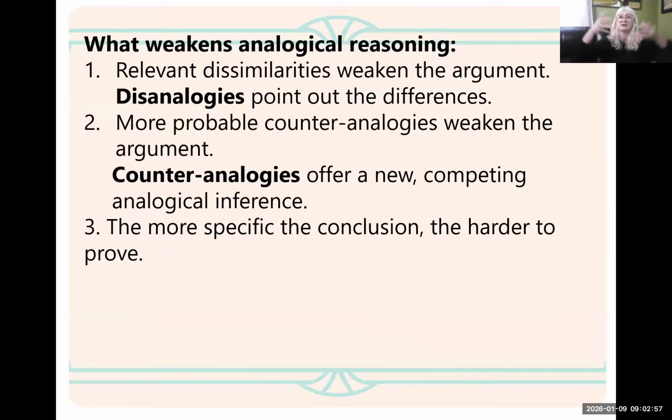And in this type, again, you hold the premises to be true, but you find a way in which the conclusion can be false, okay? And a way that makes more sense if it's a competing analogy than the original analogy. That would be a strong counter-analogy. What also weakens analogical reasoning is just making your conclusion extremely specific. The more specific your conclusion is, the harder to make it probably the case.